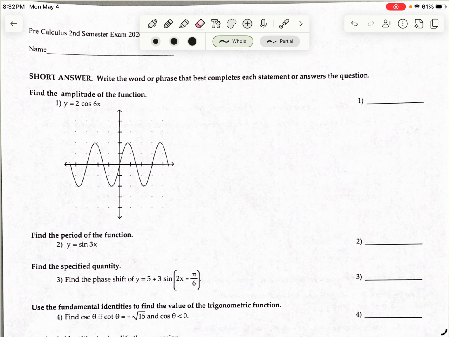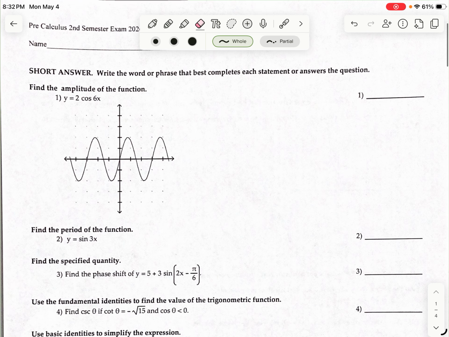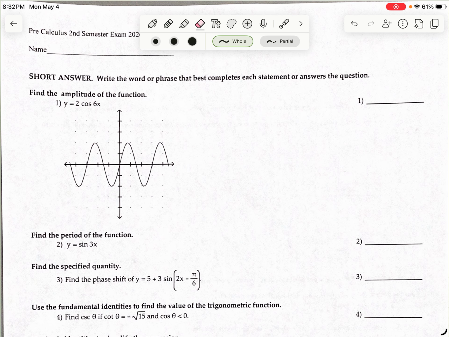1, 2, and 3. Those are the graphs of the sine and cosine function questions. Number 1, you can look at the graph if you want. I can see here that the maximum value is 2. I can see that the minimum value is -2. Or I could just look at the equation and it's the number that's in front of the sine or cosine. That's your amplitude. So number 1, the amplitude is just 2.